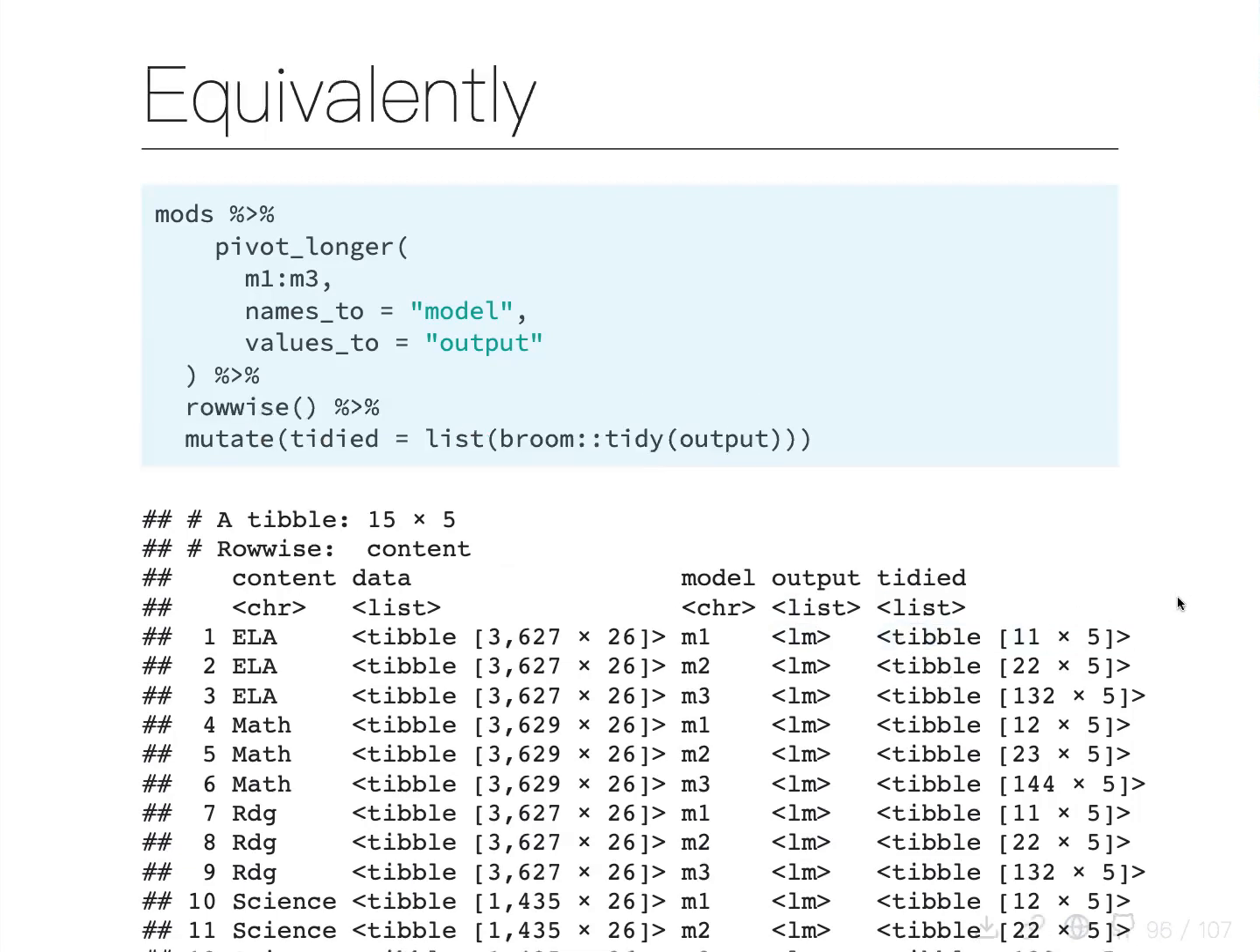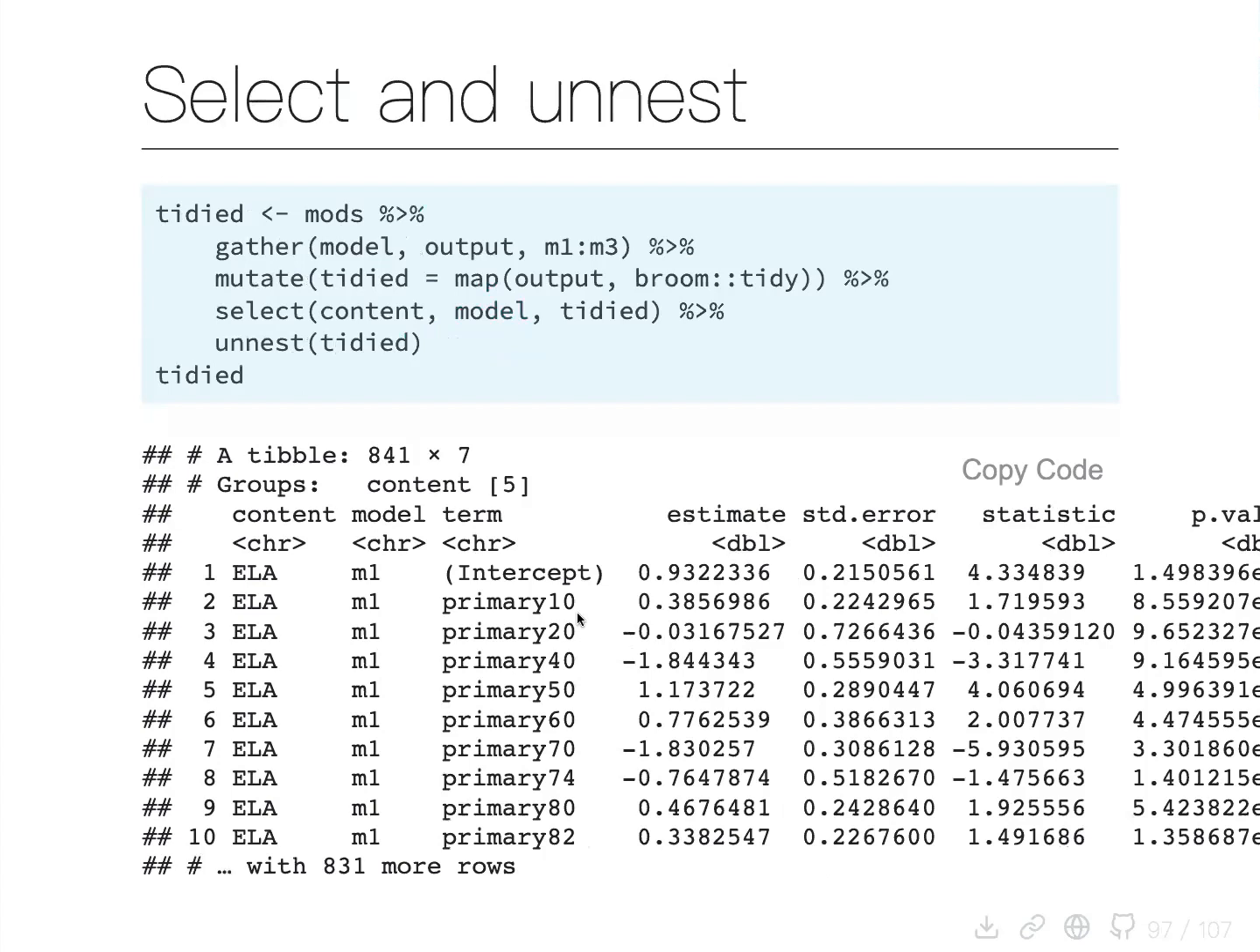Here's the equivalent through a row-wise approach. I just say row-wise, and then tidied. I just put output here instead, so I don't have to deal with the tilde and the dot x, but I do have to wrap it in list. So what I want to do here to get all of them is I'm going to select, I'm going to take mods.